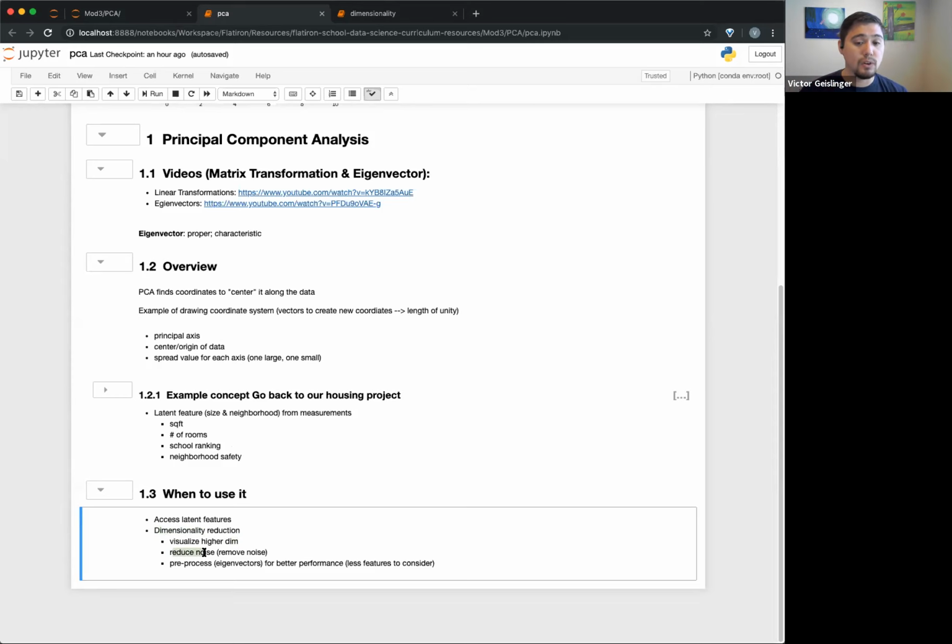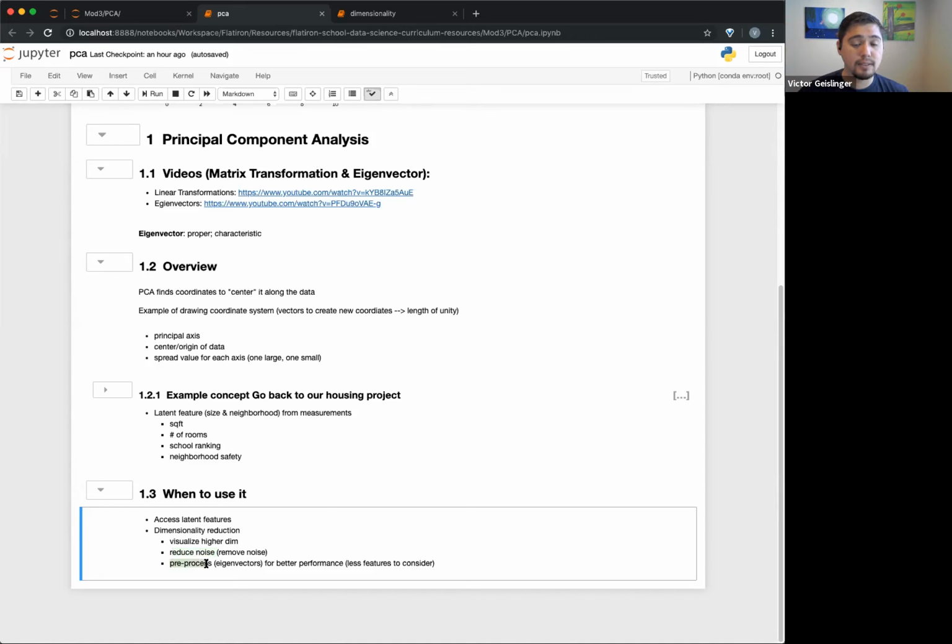We can also reduce noise. For example, like I showed you with the data set where there's a bunch of little parts, with principal component analysis, we will remove one or multiple components to get rid of that noise. So we project our information down onto one axis and reduce the noise that would have been in that direction.